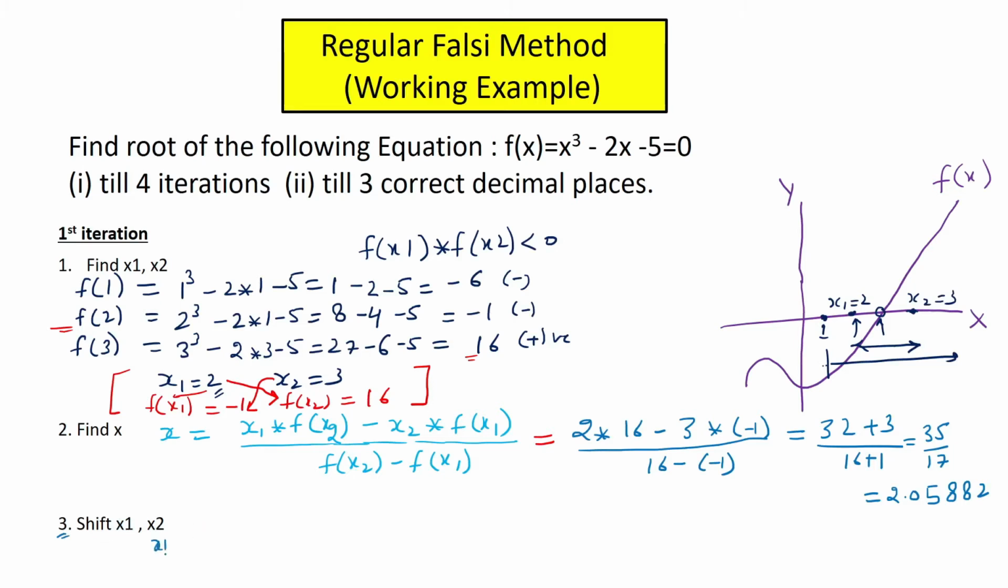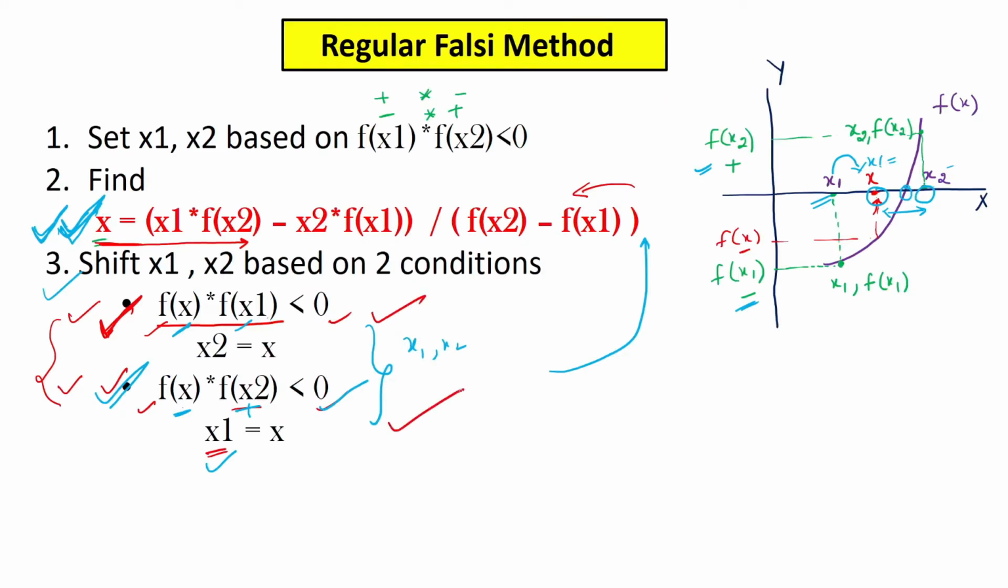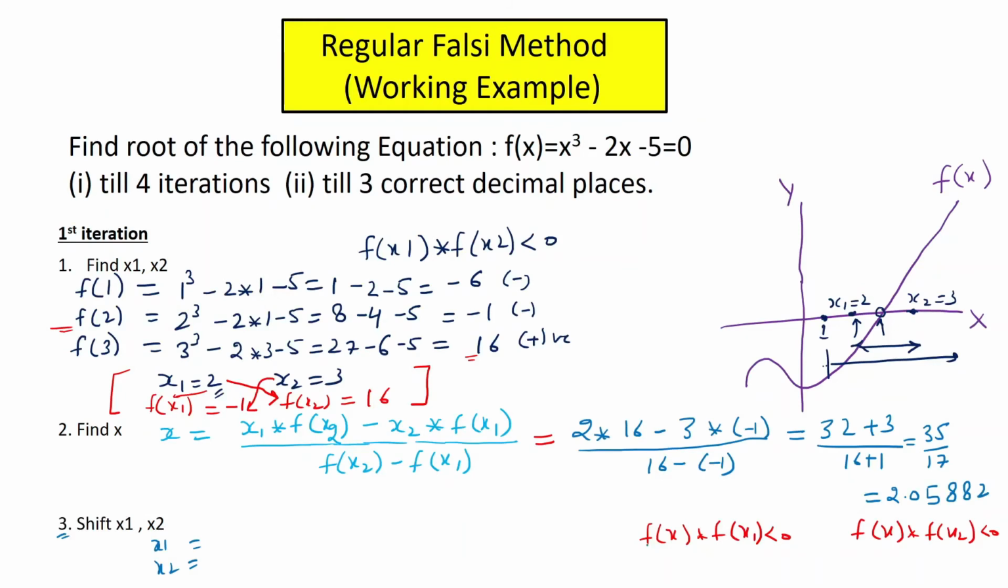So we will get new values of x1 and x2 based on two conditions. And what are those conditions? These are the two conditions on the basis of which we are changing x1 or x2. If we see in these conditions, we need the value of f of x and f of x1 and f of x2. But we do not have the value of f of x. So in the second step, we will calculate the value of f of x.